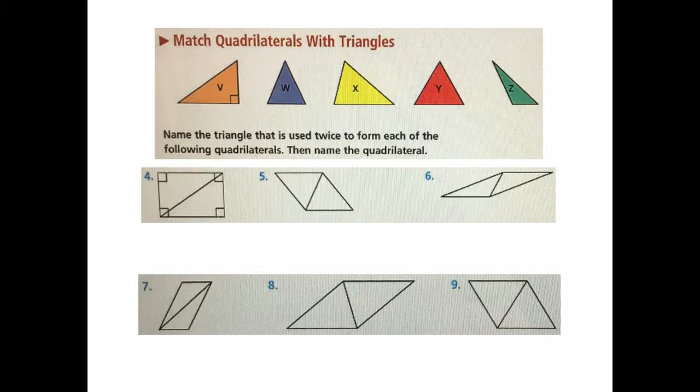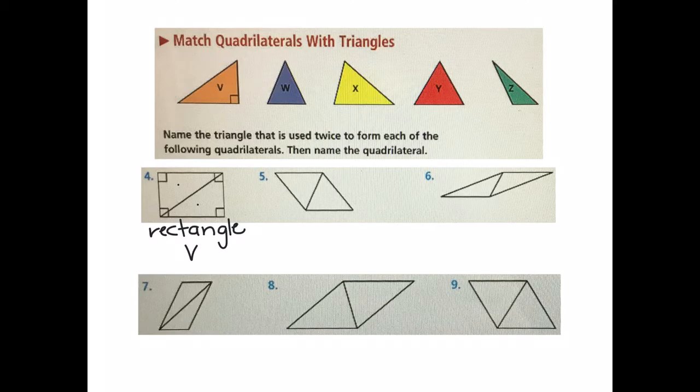This is a rectangle, so I'm going to start by naming this quadrilateral. Now I'm looking for a right triangle. They joined two right triangles here, and remember they have to be congruent, so same size, same shape. Well, to me, it looks like my best option is triangle V here because of that right angle that I see in the rectangle. So they use two V triangles to create number 4's quadrilateral.